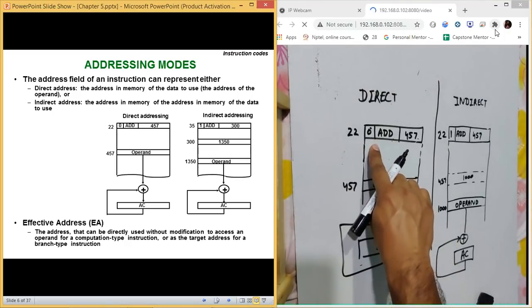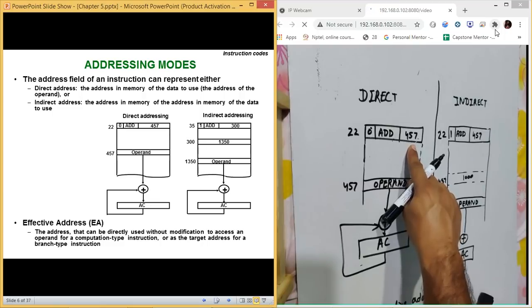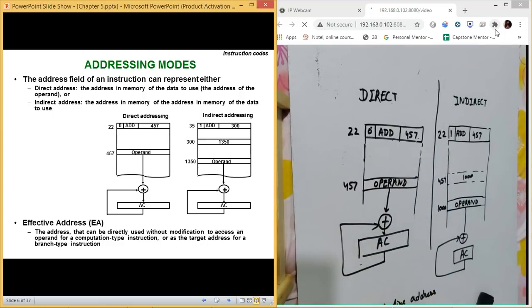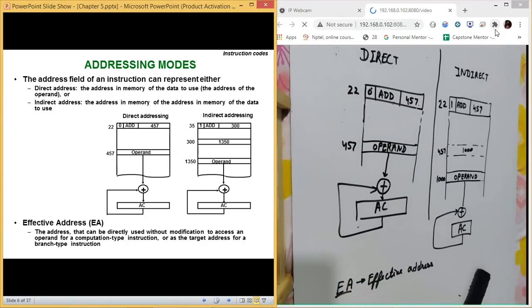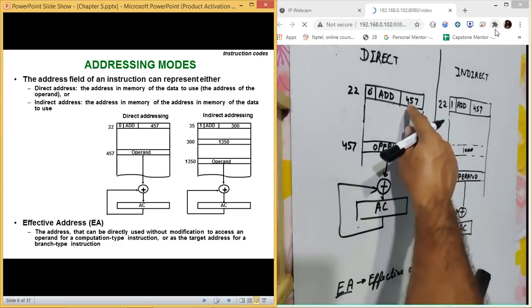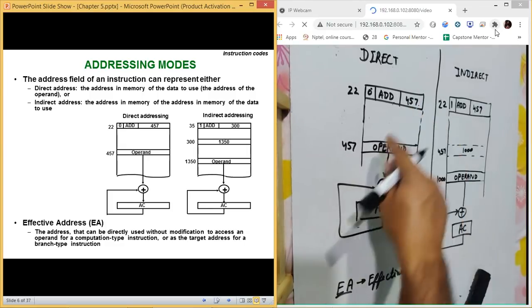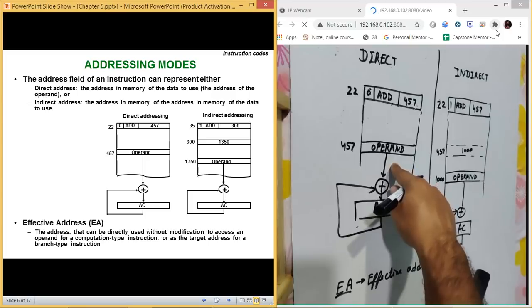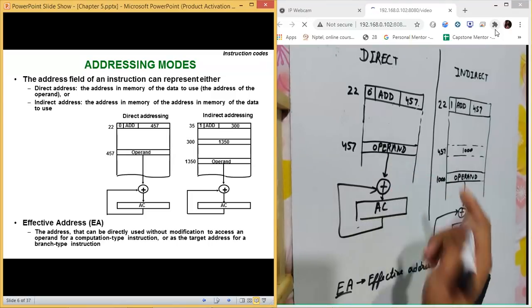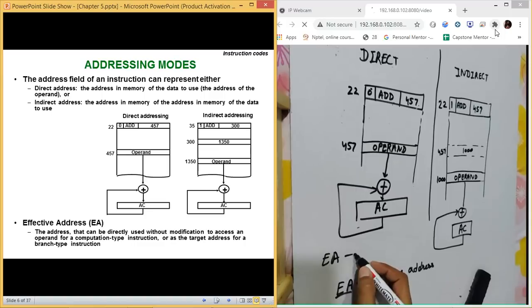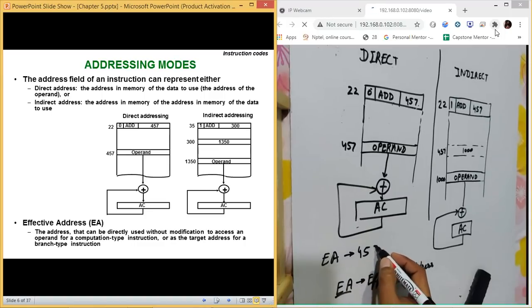So this is a direct address. So 457 is the address which is given. Now let me firstly tell you what is the effective address. Effective address is that location where you are directly able to find your operand. So simply where you find the operand, that is your effective address. So in the first case, what is our effective address? That is 457, because at 457 we have got our operand. So in the first case, the effective address will be 457.